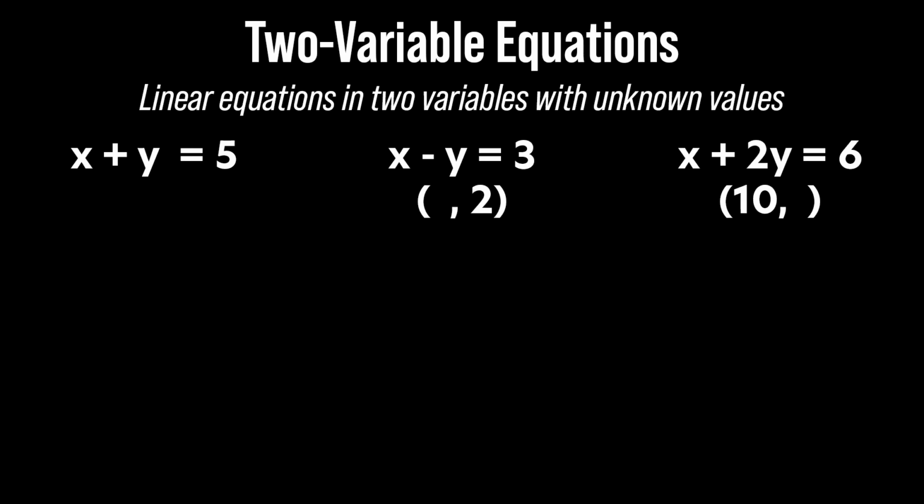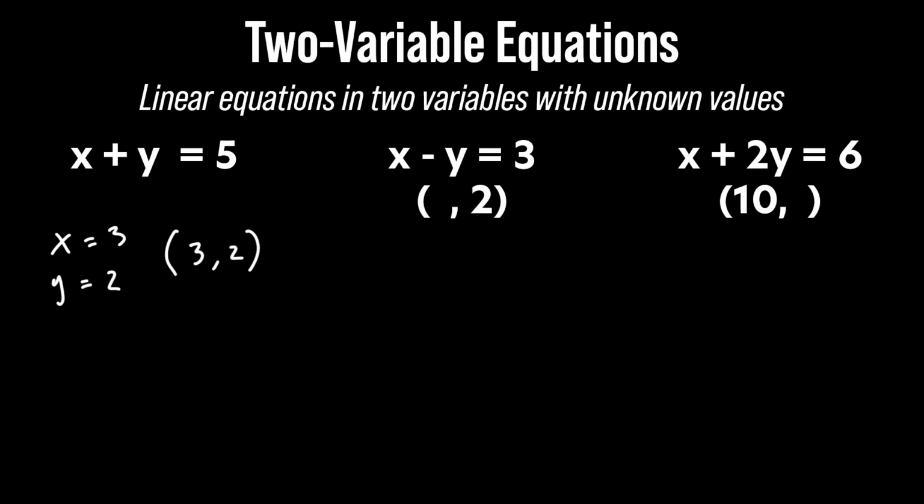Now that we're dealing with two variables, we have two unknowns in the equation that we need to solve for. Now the first equation, there's actually multiple answers to it. Let's say we give the value of x 3 and the value of y is equal to 2. Well, then we get 3 plus 2 is equal to 5, which is true. So then you could say that one solution to the equation is 3, 2. That's one of the solutions.